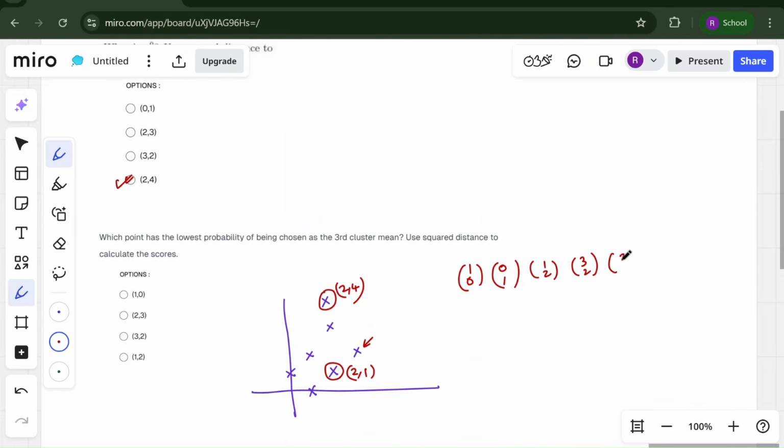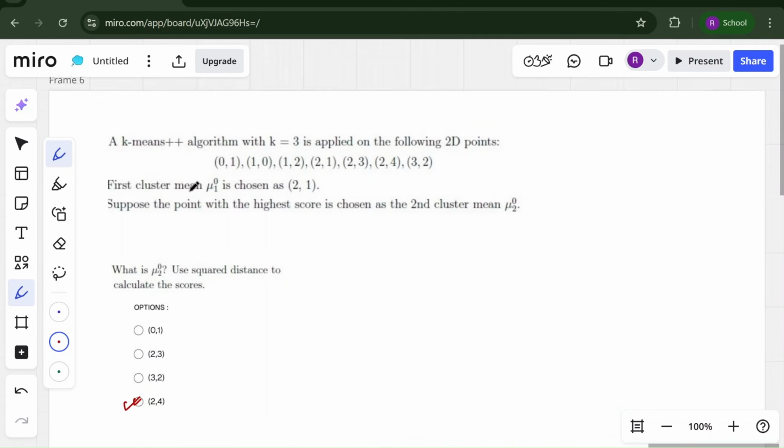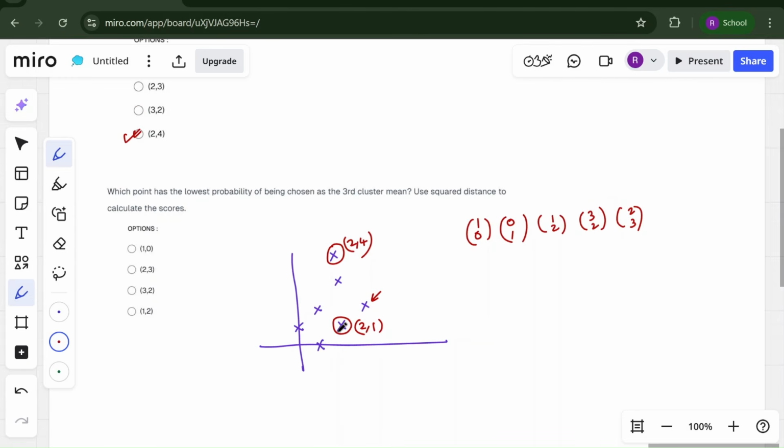Which question? This one. So in this question, in the first part they're asking what is mu2, the second cluster centroid that you will choose, and you will choose the one which is far away from the first cluster centroid. You can calculate the distance and then do it also. You can calculate the distance of every point from 2, 1, and then see which of them is maximum. Visually it is easier, that's all.